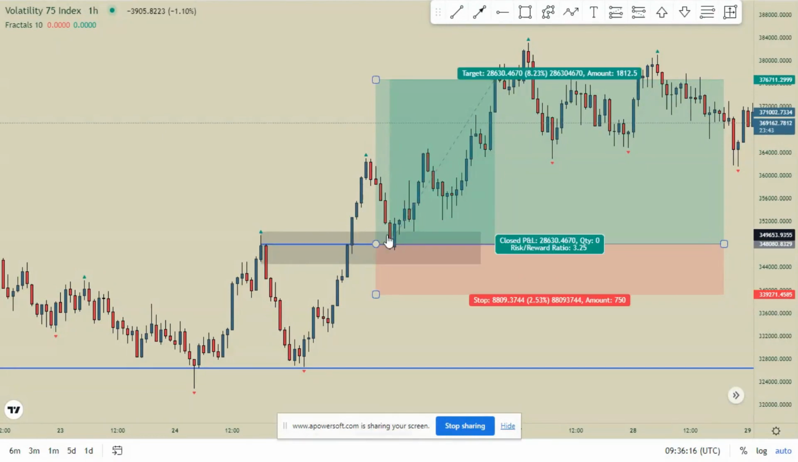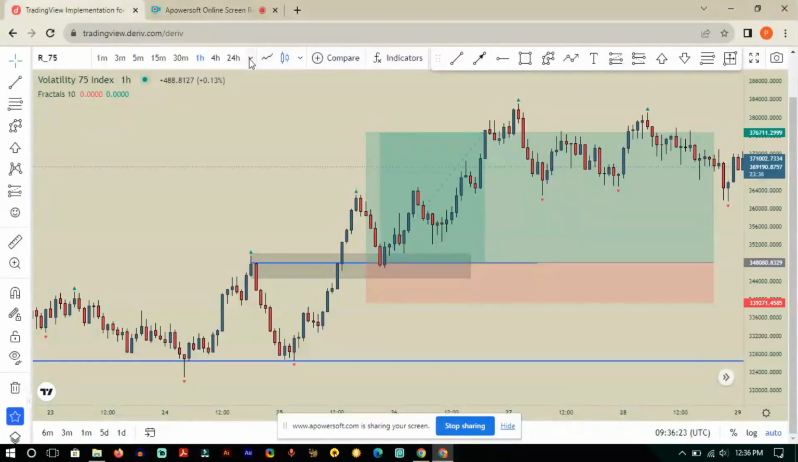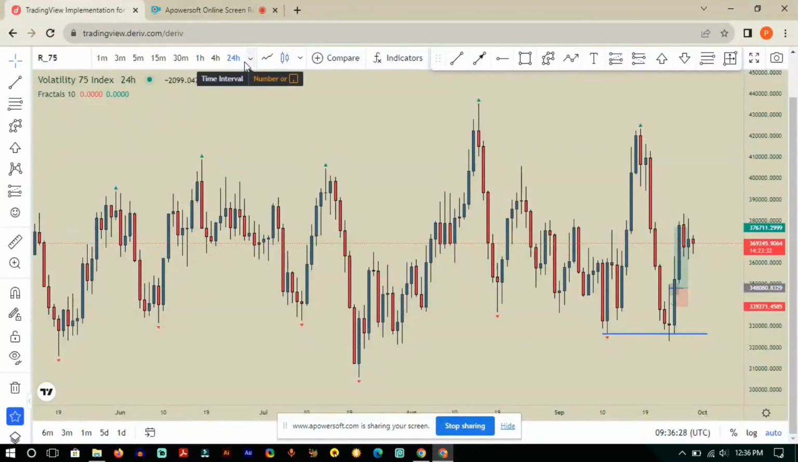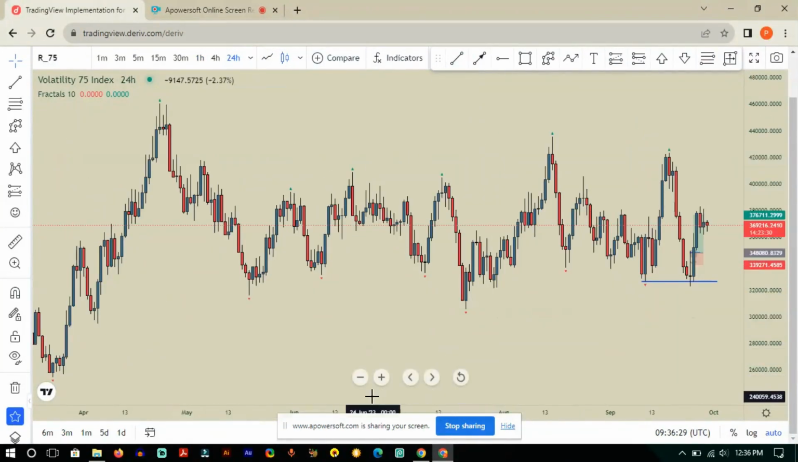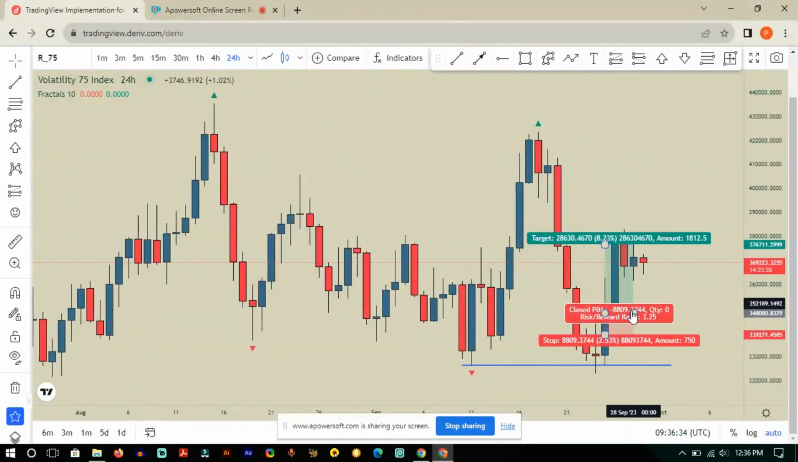You take the risk, you get. So H1 is to help us determine the area of taking entries. Then we go back on our daily time frame to determine our areas of taking profit. So what do we target?